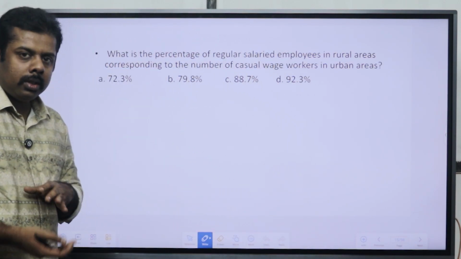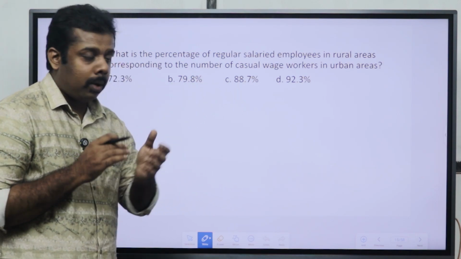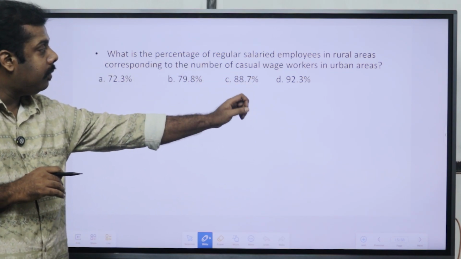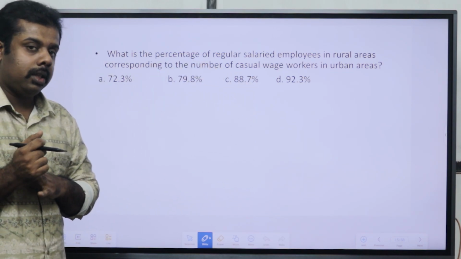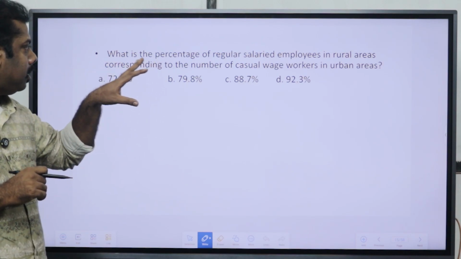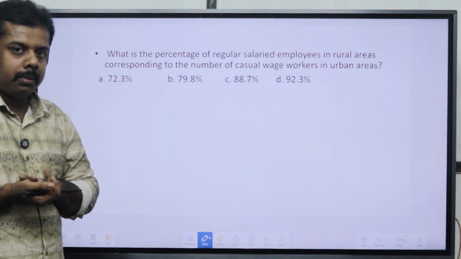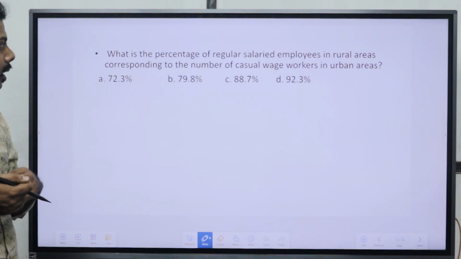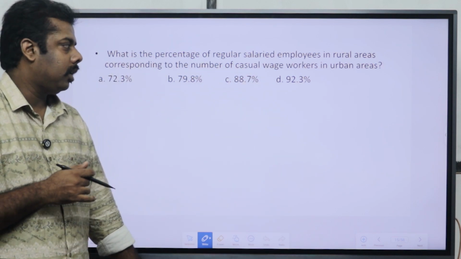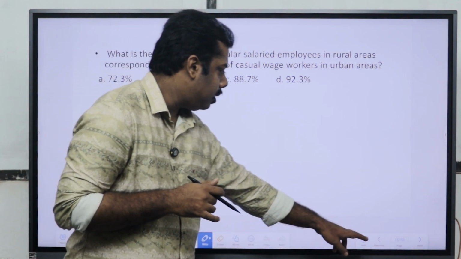Now here what they have asked is, what is the percentage of regular salaried employees in the rural areas corresponding to the number of casual wage workers in the urban areas? So percentage they have asked. Regular salaried people in the rural to the casual wage workers in the urban. So just going back to the data. Regular salaried in rural areas.